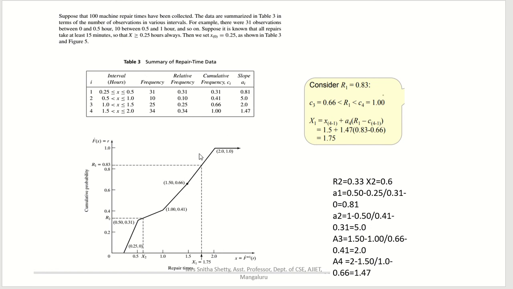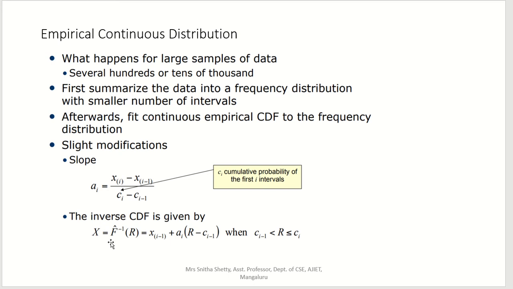And what is the cumulative function? It is 0.66 and 1.0, because this is the third interval and this is the fourth interval. So the third cumulative function is 0.66 and the fourth cumulative function is 1.00. Now you know C3 and C4, so you can generate the value of X. What is the formula to generate the value of X? The formula is X = x_{i-1} + a_i (R - c_{i-1}).